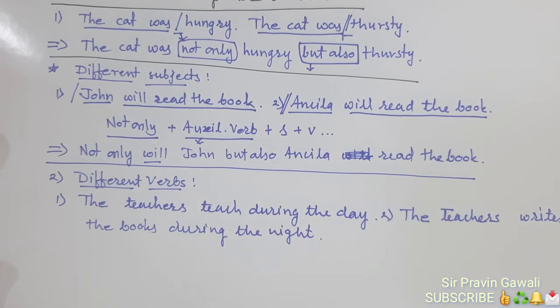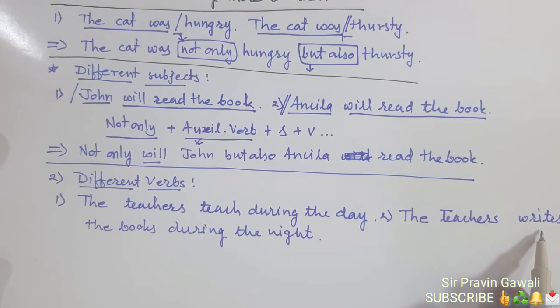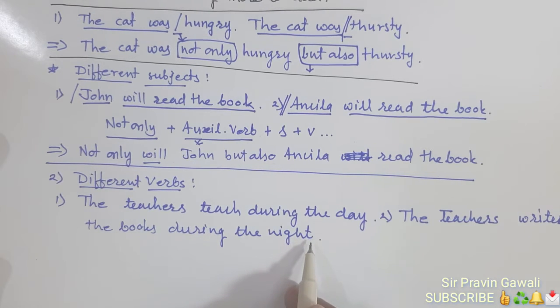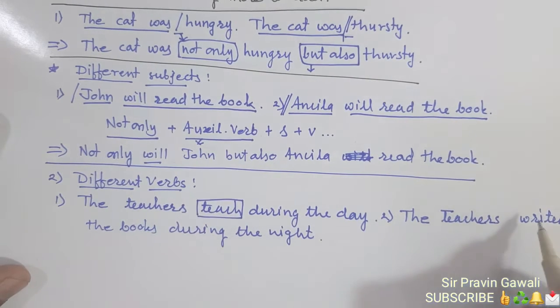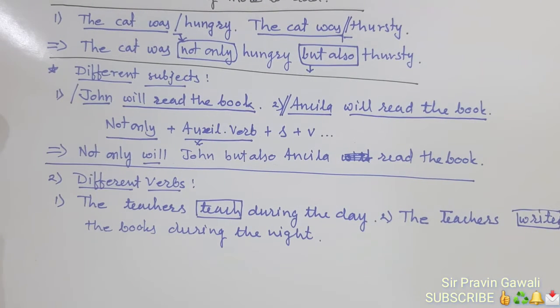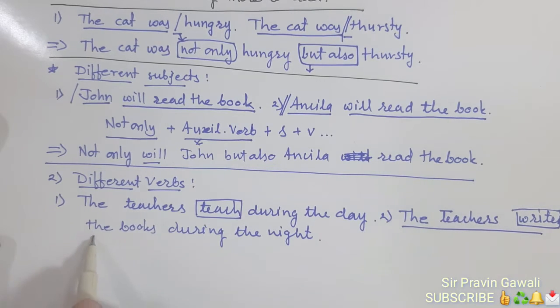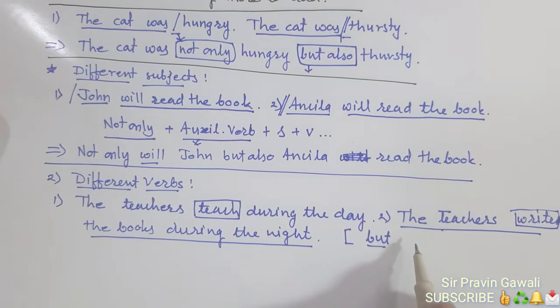See students, the first sentence, the teachers teach during the day. Second sentence, the teachers write the books during night. So here in these sentences we see two different verbs, teach and write. Then how do we use not only and but also here? Students, earlier I have told you, if the second sentence is lengthy, then we can use the conjunction but in the beginning of the second sentence and at the end we can use also.